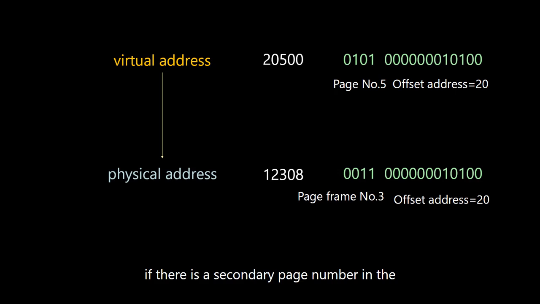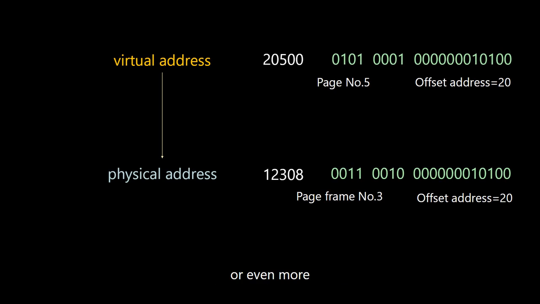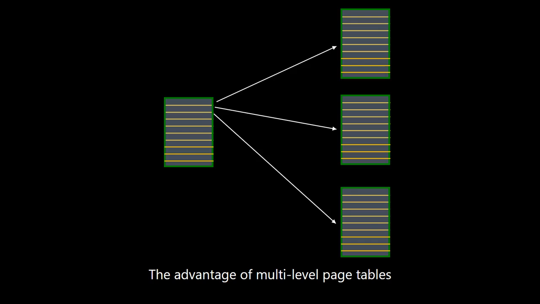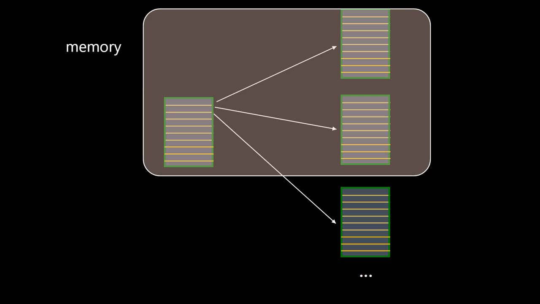Well, if there is a secondary page number in the middle of the page number, or even more, this is called a multi-level page table. The advantage of multi-level page tables is that only part of the page tables can be stored in memory. Today, it is generally a 64-bit operating system. The page table has become very large, so this is particularly important.